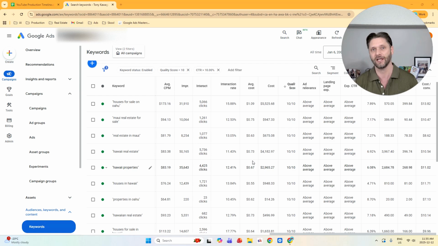So what Google does is it's a 1 to 10 scale, 1 being quite low, 5 being average, 4 and below being below average, and then 6 and above being above average. So the way it works is if you get below 5, you're penalized. You can still show in the auction, but they're going to make you pay a lot more money to rank against somebody that has a higher quality score.